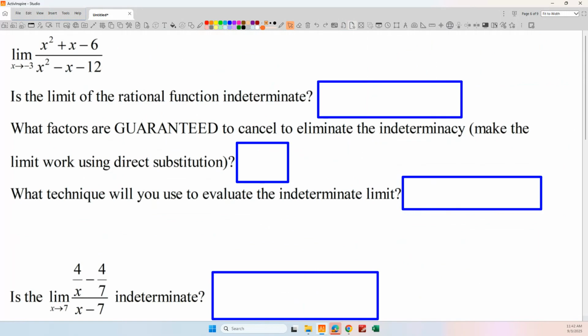Okay, so is the limit of the rational function indeterminate? I want to backtrack just a little bit. It is, right? If I evaluate this at 3, what do I get here? 9, oh, negative 3. Yeah, I get 0 over 0, don't I? Yeah, I do. Okay. Yes.